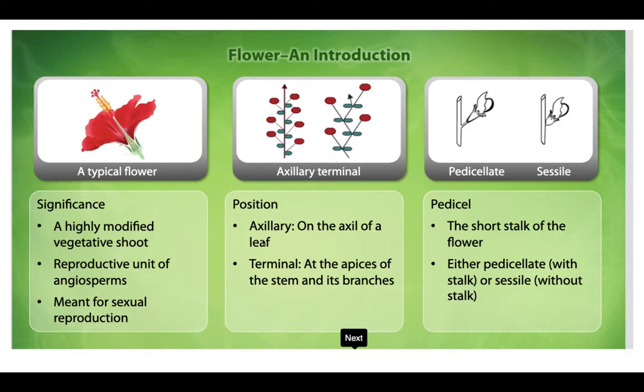On the basis of position, you can see here two types of flowers: axillary position and terminal position. In axillary position, the flowers are present on the floral axis in the axil of the leaf, while in terminal position the flowers are at the apices of the stem and its branches. Like in this case you can see the terminal position, and in this case you can see the axillary position.